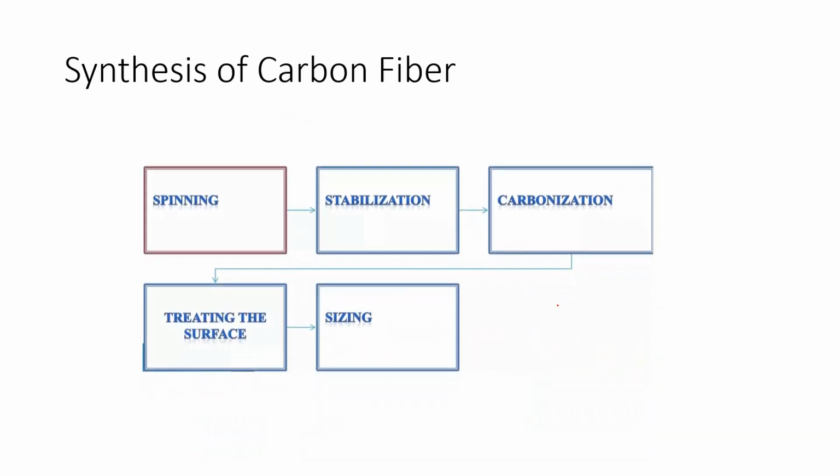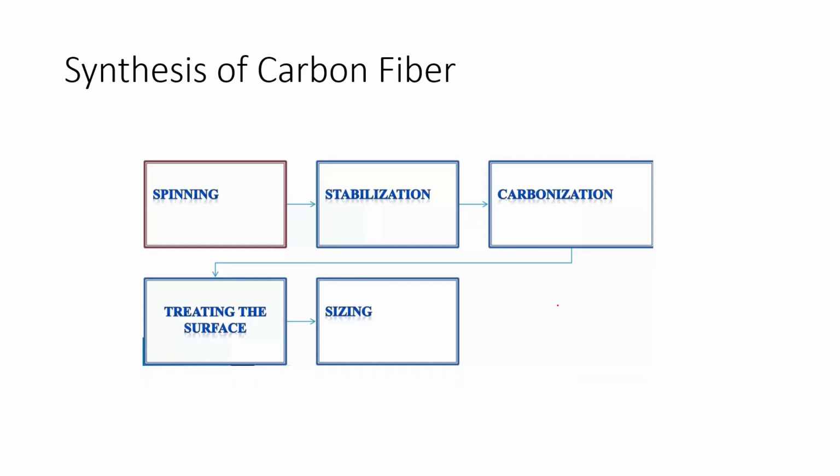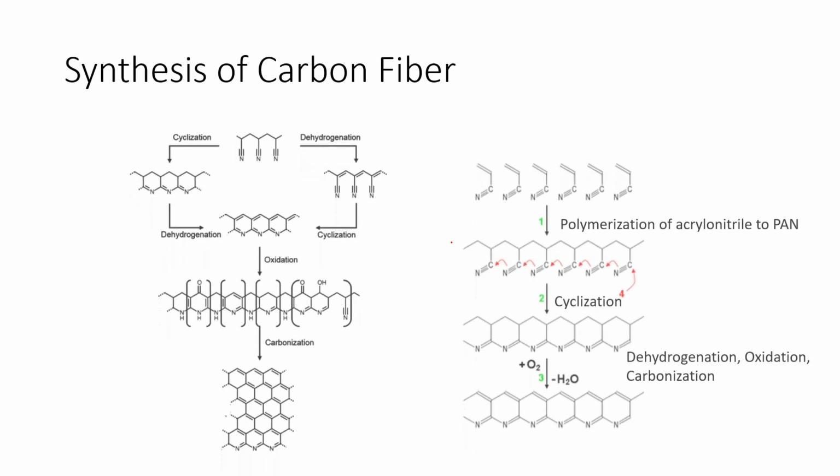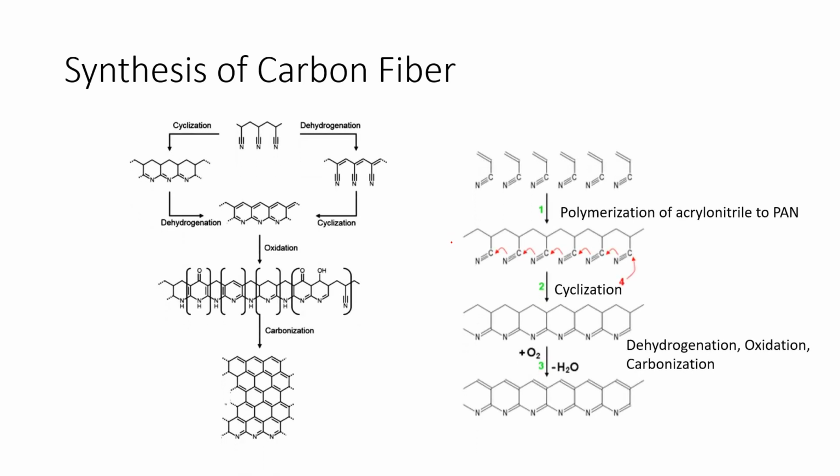So basically these are the five major steps to get the carbon fiber: spinning, stabilization, carbonization, treating the surface, and sizing. These are the five general processing stages: spinning, stabilization, followed by carbonization, treating the surface, and finally sizing. Now we will go through the major steps of getting the carbon fiber, or the synthesis of carbon fiber.